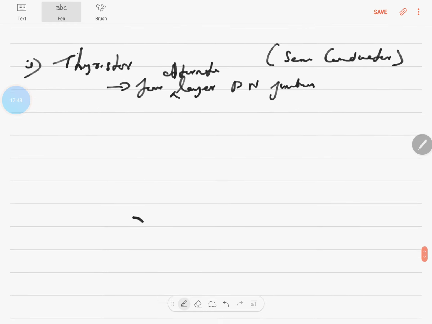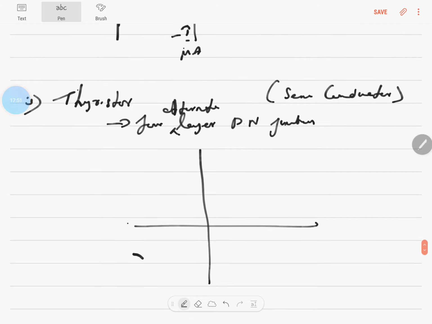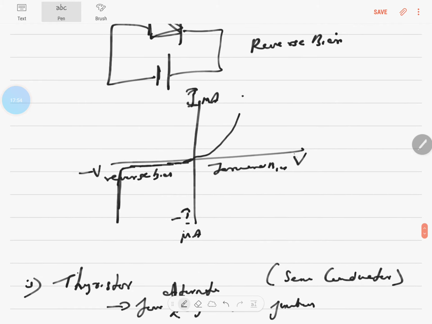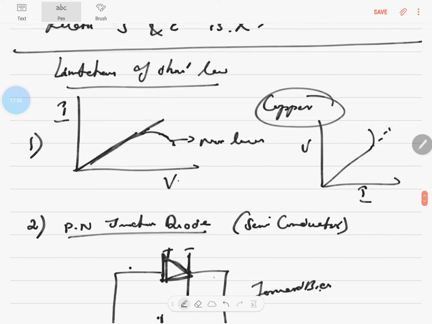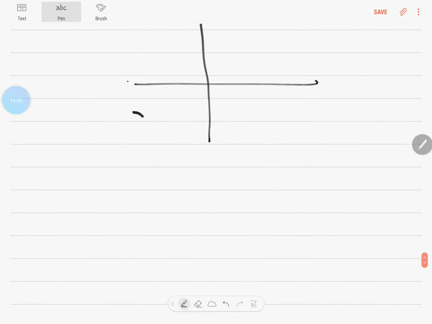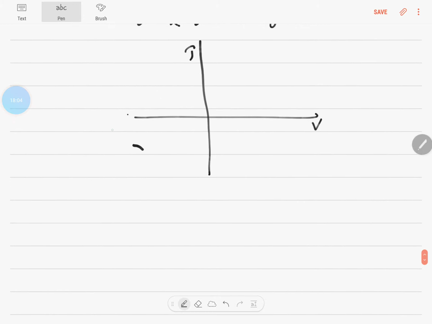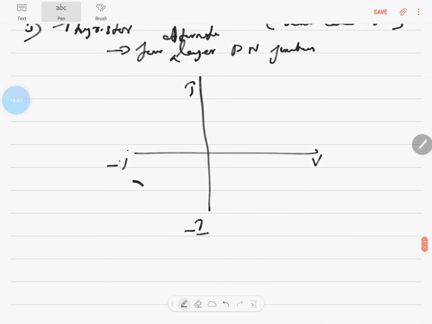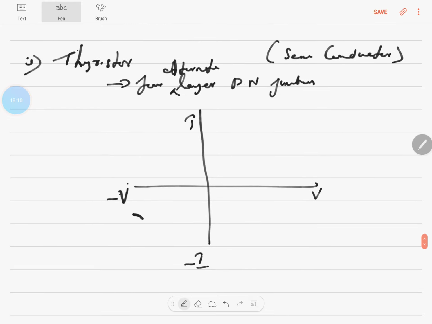How is the graph going to be for a thyristor? You notice that you commonly put an IV graph, you don't put a VI graph. It's all IV graphs that I'm continuously doing. This is I and this is V, and this is minus V and this is minus I, with forward bias and reverse bias because it is a semiconductor. The graph goes like this in the first quadrant, and then there's no change in the third quadrant as such.